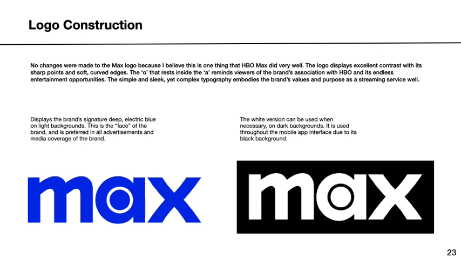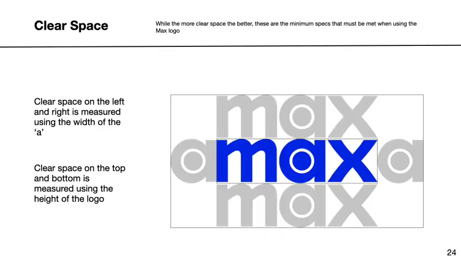So first we have the blue logo, which we will use mostly for its branding and media coverage and advertisements. And then we have the white logo, which will mainly be used for the app's interface so that we can make sure it shows up on that dark background. Here we have the clear space specs. So we have the entire length and width of the Max logo above and below that will represent the space it needs around it, and then the length and width of the A will be on the left and the right to represent the space it needs there.